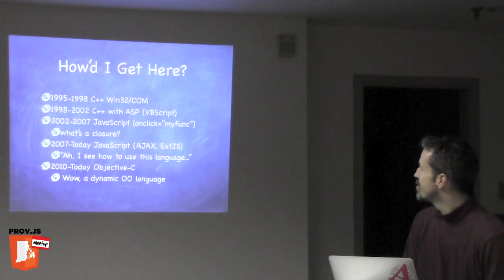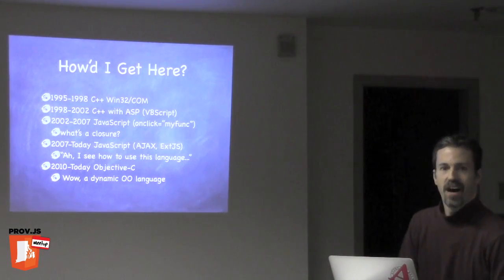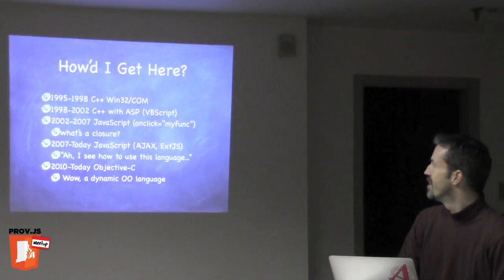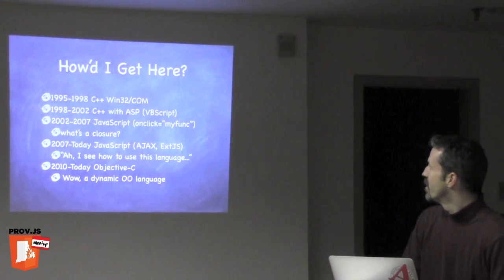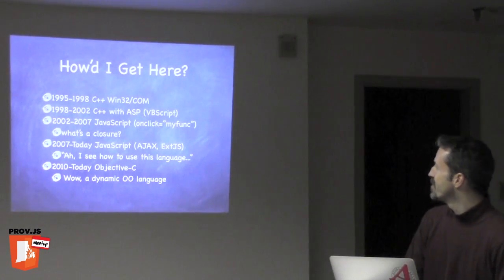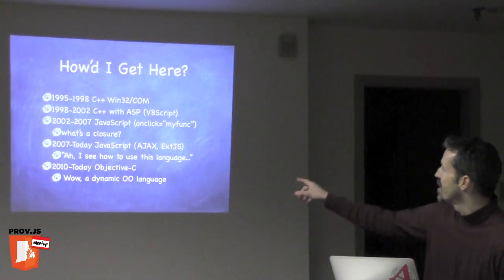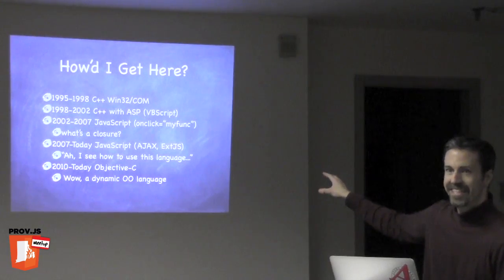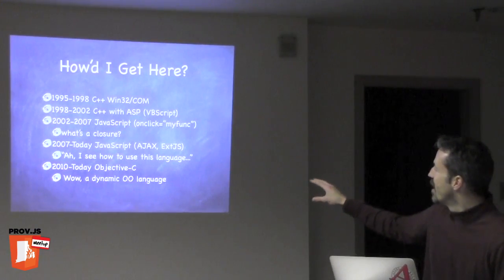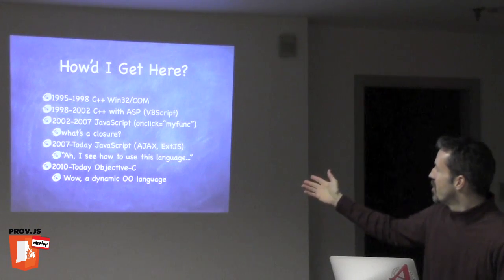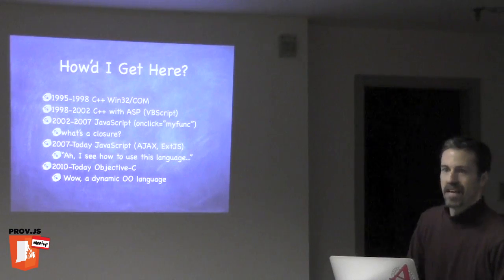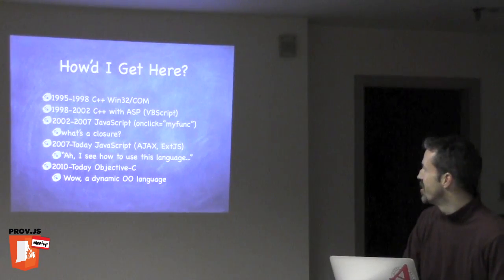How did I get here? Well, I've been doing software development since '95, which was great. Netscape went public right around the time I entered the workforce. For you guys, though, I thought it would be interesting to highlight: the JavaScript that I did from about 2002 to 2007 was the onclick-equals-something variety. I think a lot of us who started in that era maybe didn't really understand the language very well. And what's a closure?